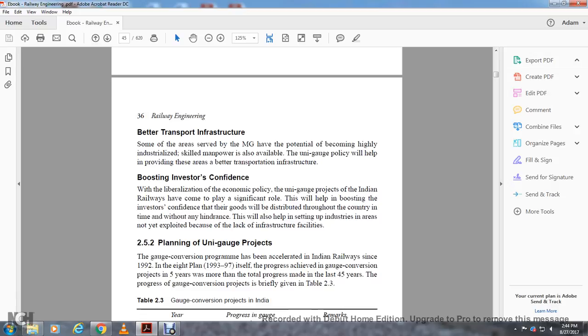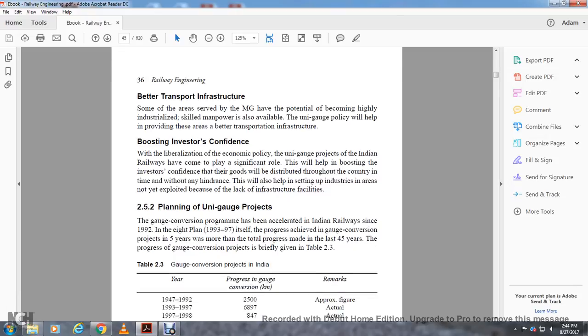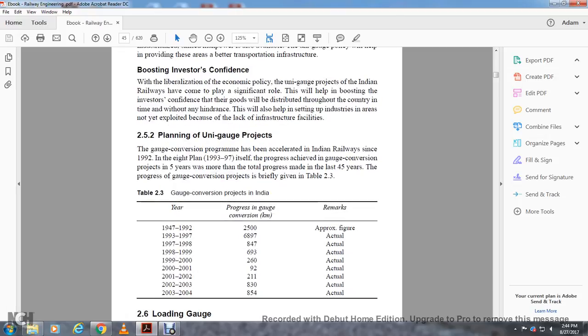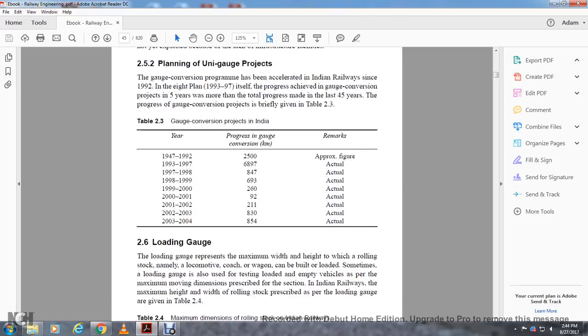2.5.2 Planning of the Unigauge project. The gauge conversion program has been accelerated in Indian Railways since 1992. The Eighth Plan, 1993 to 1997, in itself placed progress achieved with the gauge conversion over the five years as more than the total progress made in the last 45 years. The progress of the gauge conversion projects is briefly given in Table 3. It shows the year, the progressive conversion in kilometers, and remarks.